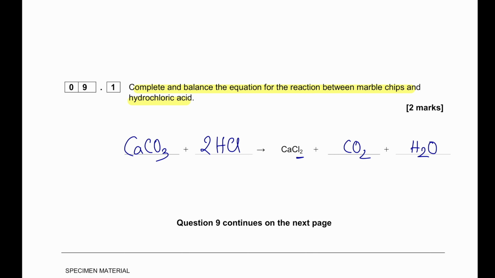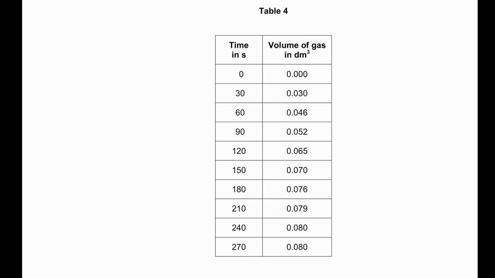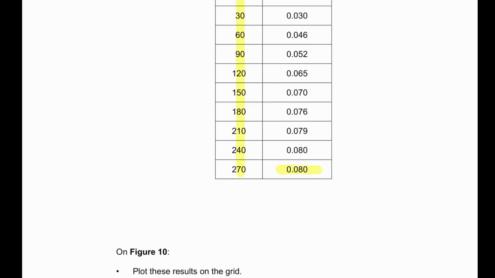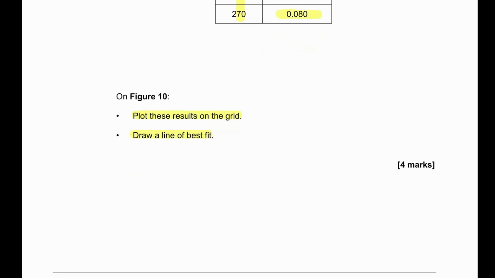The equation is balanced. Table 4 shows the student's results. You can see the results: time in seconds, and volume of gas in dm³ produced. Plot these results on the grid. Draw a line of best fit.